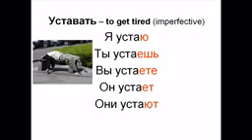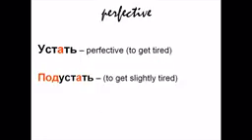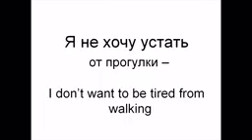Next one. Уставать. To get tired. Я устаю. Ты устаешь. Вы устаете. Он устает. Они устают. Perfective. Устать. To get tired. Подустать. To get slightly tired. Я не хочу устать от прогулки. I don't want to be tired from walking.